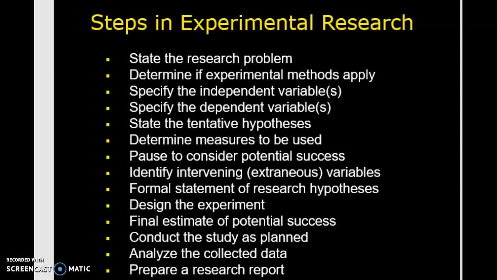And then the next thing is to determine if experimental methods would apply. In the previous example that I gave about supervisory leadership and employee turnover behavior, is that a study for which you think an experimental method would apply? And if you were to do that, how would you carry it out? What are some ways you would design it such that you are able to give one group some type of intervention and not give the other group the intervention?